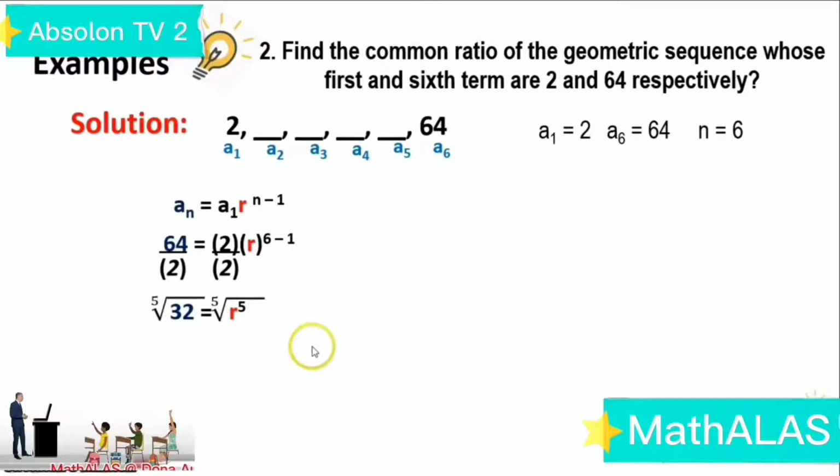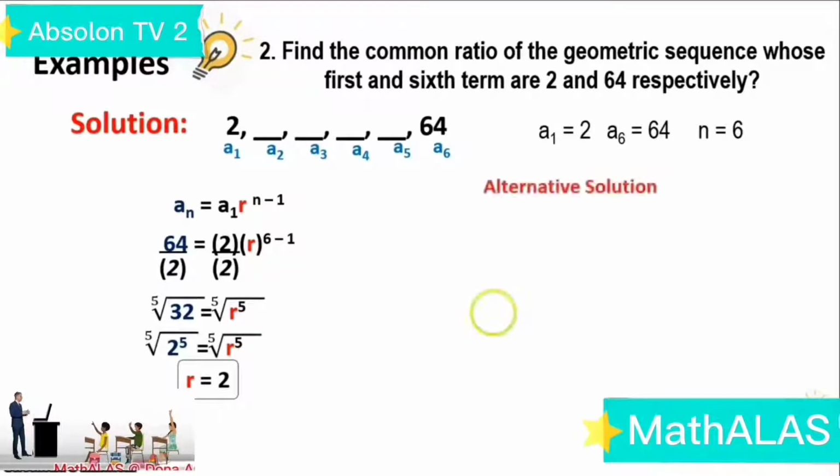So, to solve for r, we know that 32 can be rewritten as 2 raised to the 5th power. So, if we get the 5th root of both sides of the equation, we have the 5th root of 2 to the 5th power is 2. So, r is equal to 2. Let me show you an alternative solution on how to solve for the common ratio.